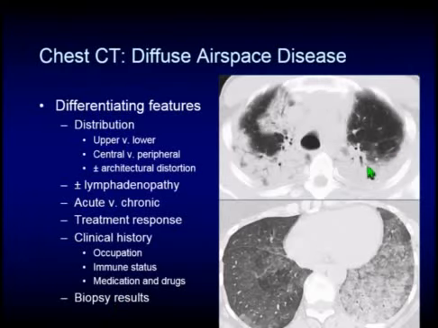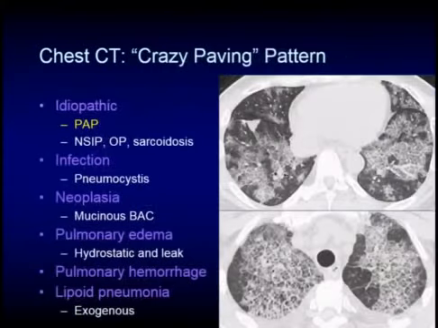Here are just some other airspace entities. Here we see peripheral lung involvement favoring the upper lobes. This is a chronic eosinophilic pneumonia. Here we see, again, more ground glass in the right lung, and more dense airspace consolidation in the other lung. And this is a case of the mucinous form of bronchoalveolar cell carcinoma.